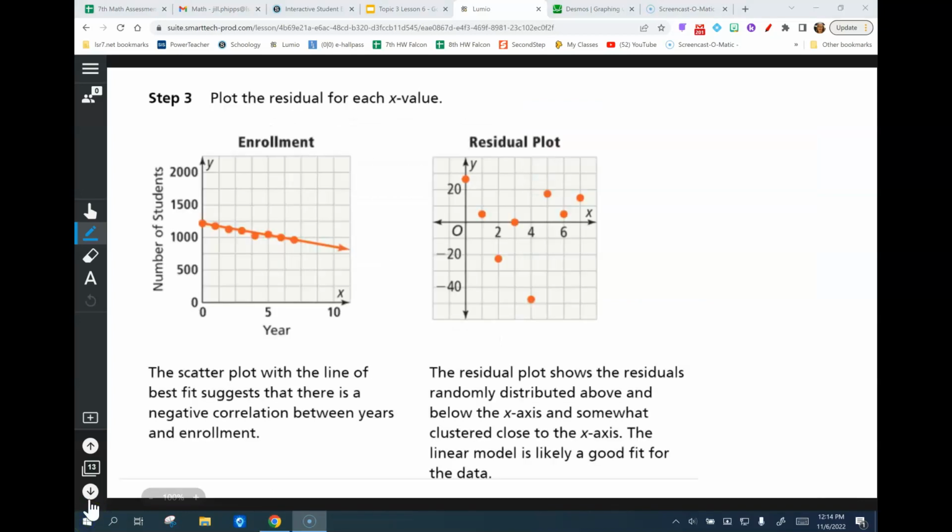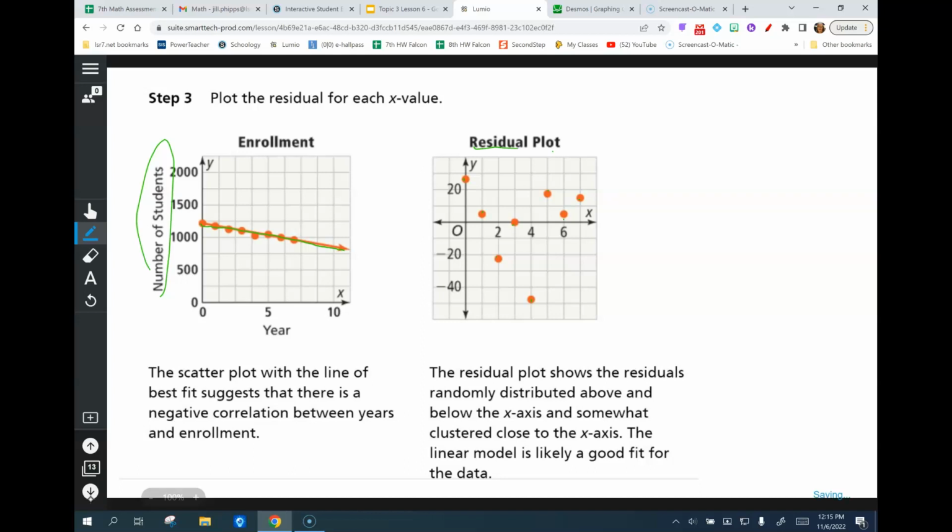So this is where it shows plotting the residual for each x value. If this is my line of fit, if this is my line of best fit, using my linear regression, these would be my plots. How far off am I? Okay, and that's what it's showing us. Notice this is the number of students. We don't label this because it's a residual plot.